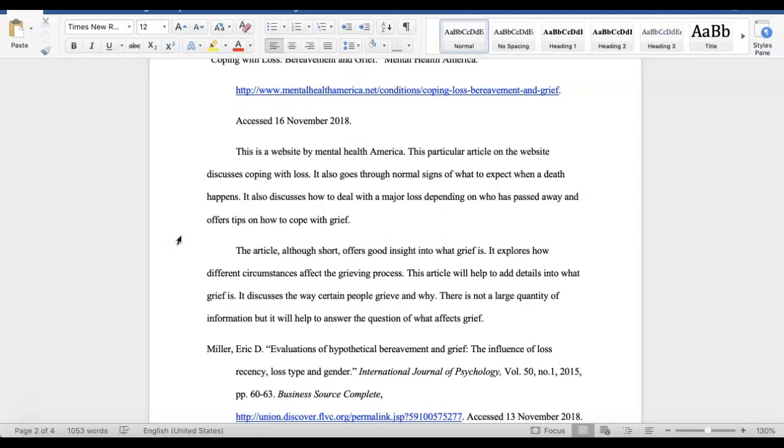The article, although short, offers good insight into what grief is. It explores how different circumstances affect the grieving process. This article will help to add details into what grief is. It discusses the way certain people grieve and why. There's not a lot of quantity of information, but it will help to answer the question of what affects grief. So she's always kind of bringing it back to that research question, like it's going to answer one of the parts of my research question.